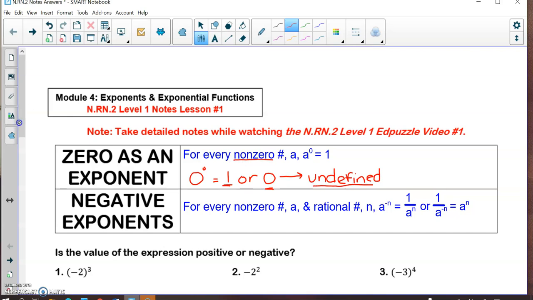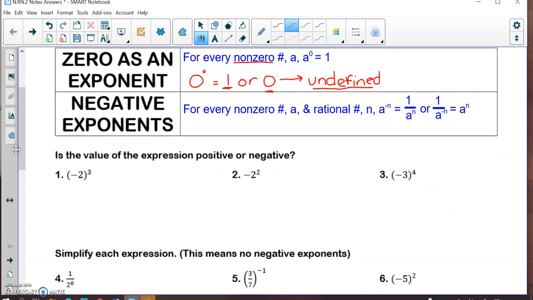All right. And then negative exponents: for every non-zero number a and rational number n. A rational number is just a number that ends; it's not a decimal that goes on forever and ever. If we had a to the negative nth power, what we do is move this a to the negative nth power into the denominator of a fraction and put 1 in the numerator, and then the a to the nth power now becomes positive.